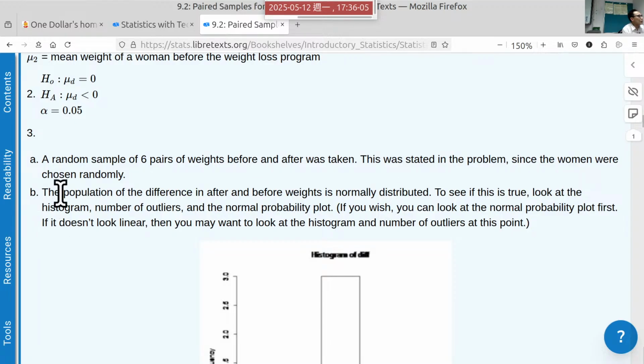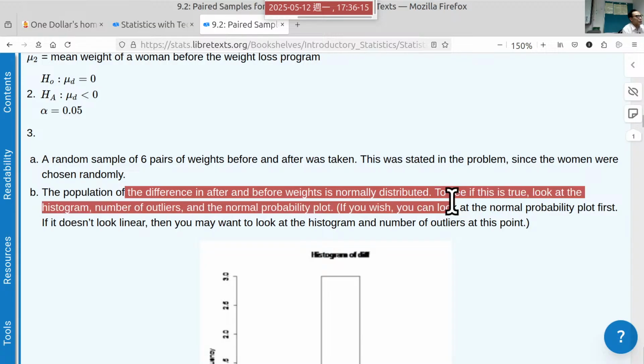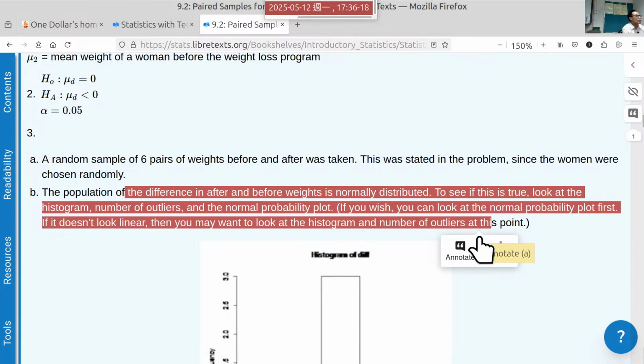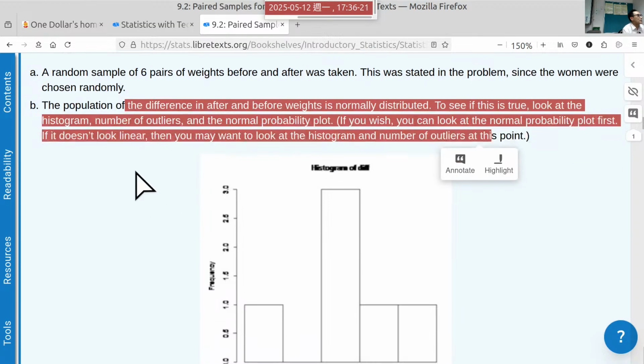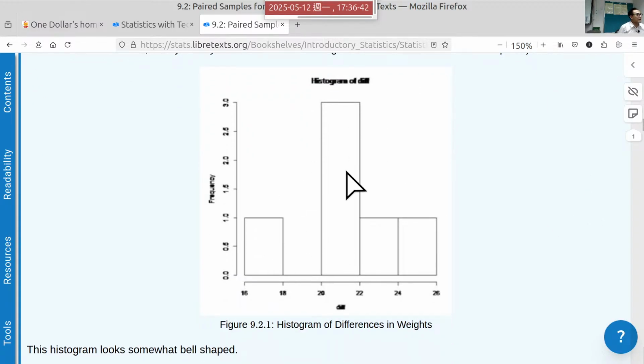Since the women were chosen randomly, the first assumption holds. Second, the population of differences in after and before weights is normally distributed. To see if this is true, look at the histogram, the number of outliers, and the normal probability plot. If you wish, you can look at the normal probability plot first. If it doesn't look linear, then you may want to look at the histogram and the number of outliers at this point.